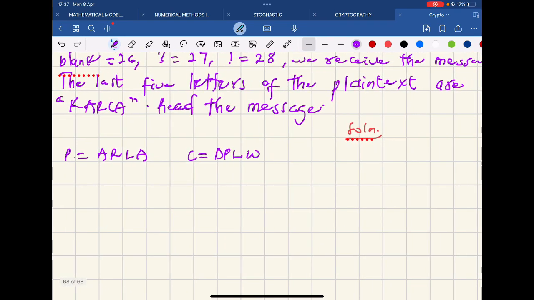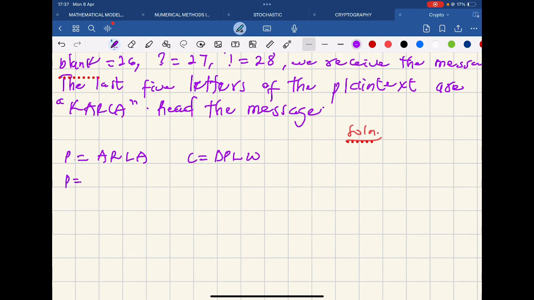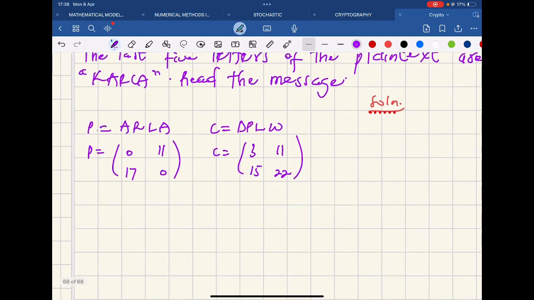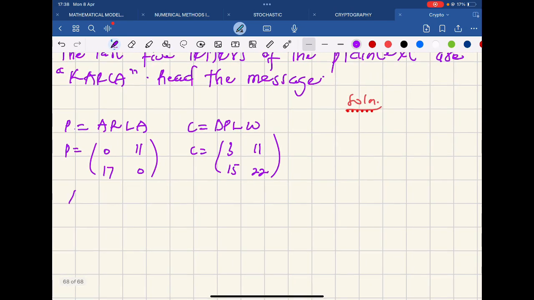First of all, we have to find our A inverse, right? So P is equal to A corresponds to 0. So we have 0, R is 17, L is 11, A is 0, and C: D is 3, P is 15, L is 11, and W is 22. Now we know that A inverse is always equal to P C inverse, right?